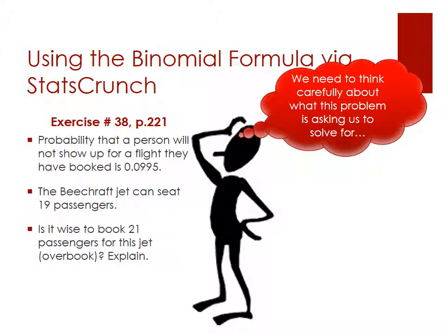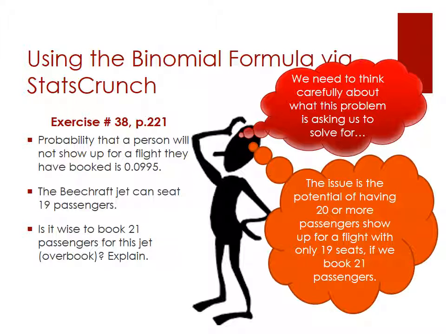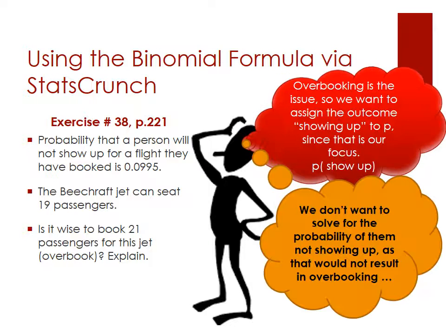Now, we need to think carefully about what this problem is asking us to solve for, and not just immediately go and start plugging our numbers into StatsCrunch. So the issue here is the potential of having 20 or more passengers show up for a flight that only has 19 seats, if we've booked 21 passengers. So overbooking is the issue that we're focusing on here. And notice that overbooking only occurs if 20 or more show up.